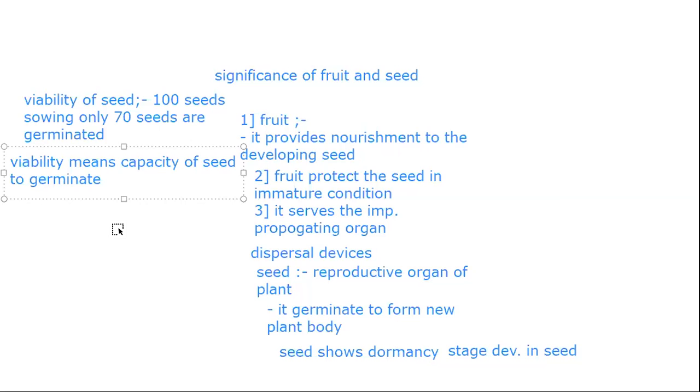Okay, so understand, viability of seed is the capacity of a seed to germinate. It means definitely when getting suitable conditions, the seed may germinate 100%. So that is called a viable seed. But some external factors are there. External factors can affect the viability of the seeds. So this is a very important term, or we can say the significance of the seed.